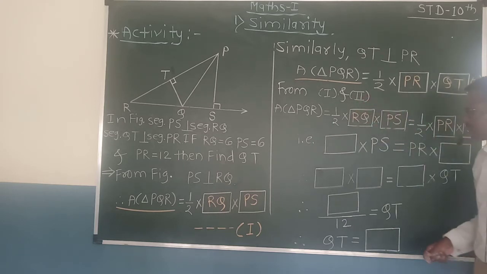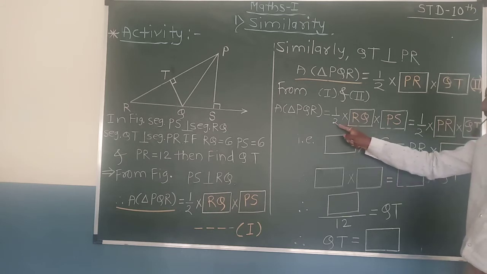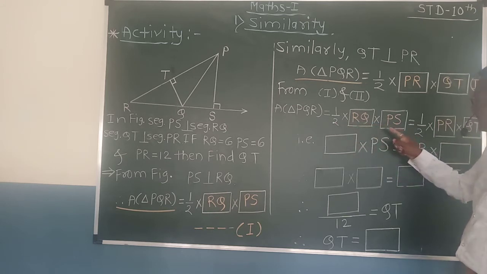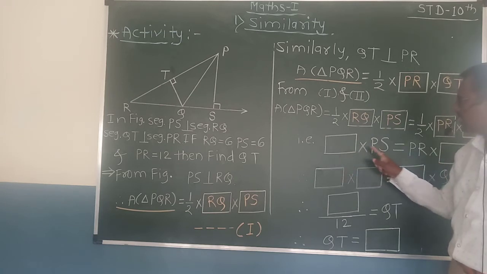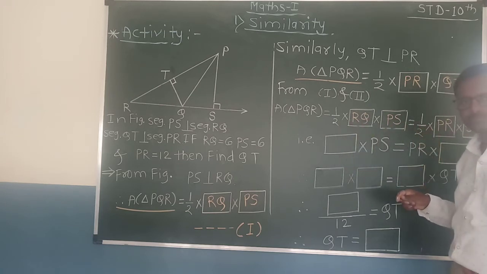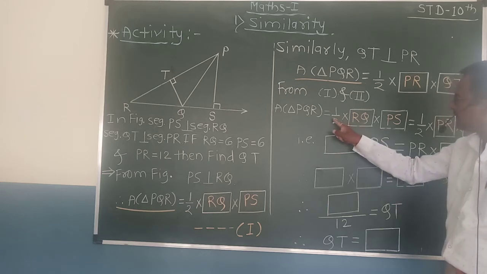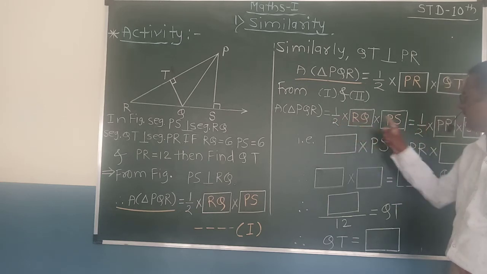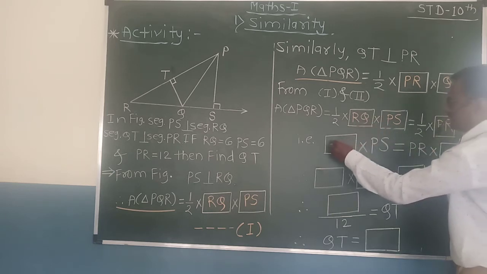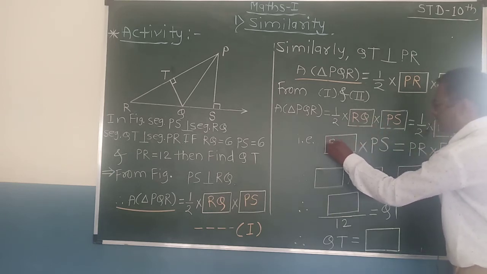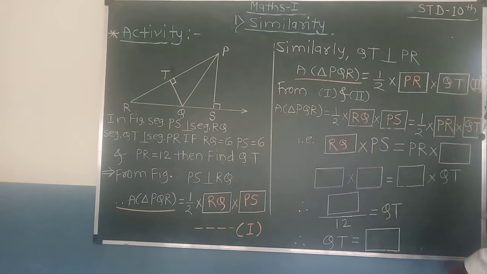Now in the next step, when you observe, you will come to know that the half gets cancelled. We know that by multiplying by 2 we can cancel the half in simplification. So the remaining terms are the same: RQ as it is, and PR they have mentioned already. So the remaining term in the next bracket is QT.